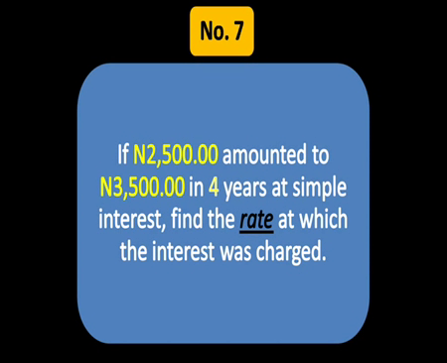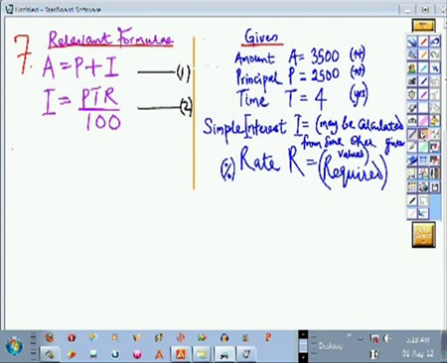If 2,500 naira amounted to 3,500 naira in 4 years at simple interest, find the rate at which the interest was charged. This question number 7 is a simple interest problem.